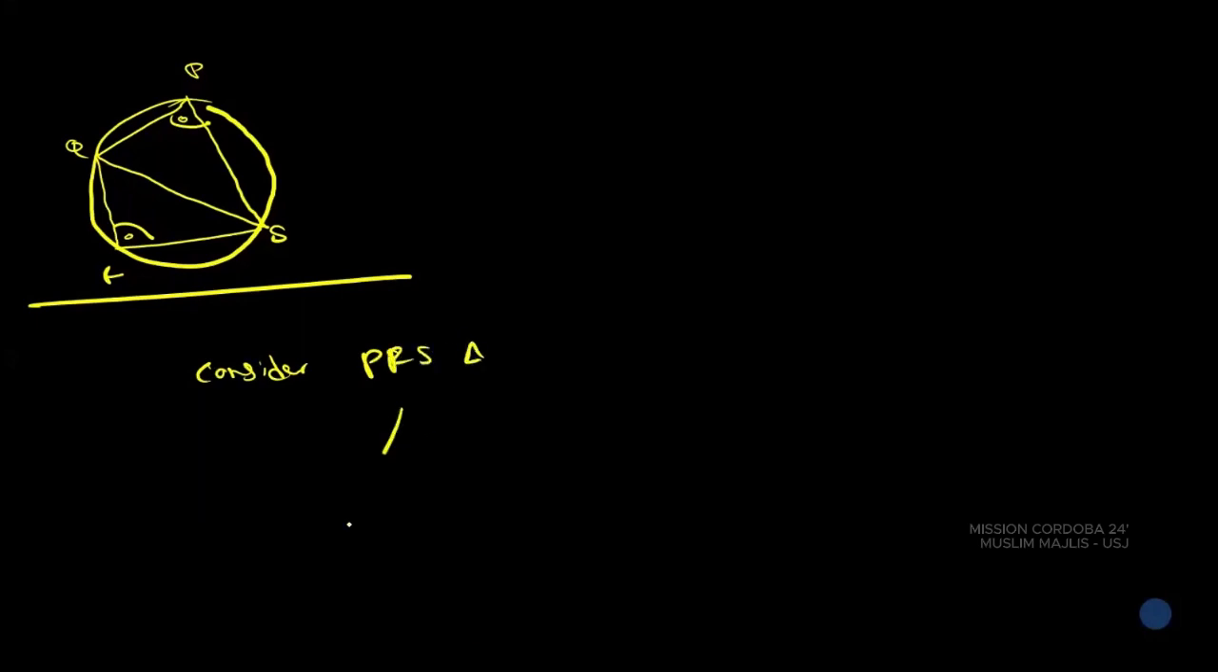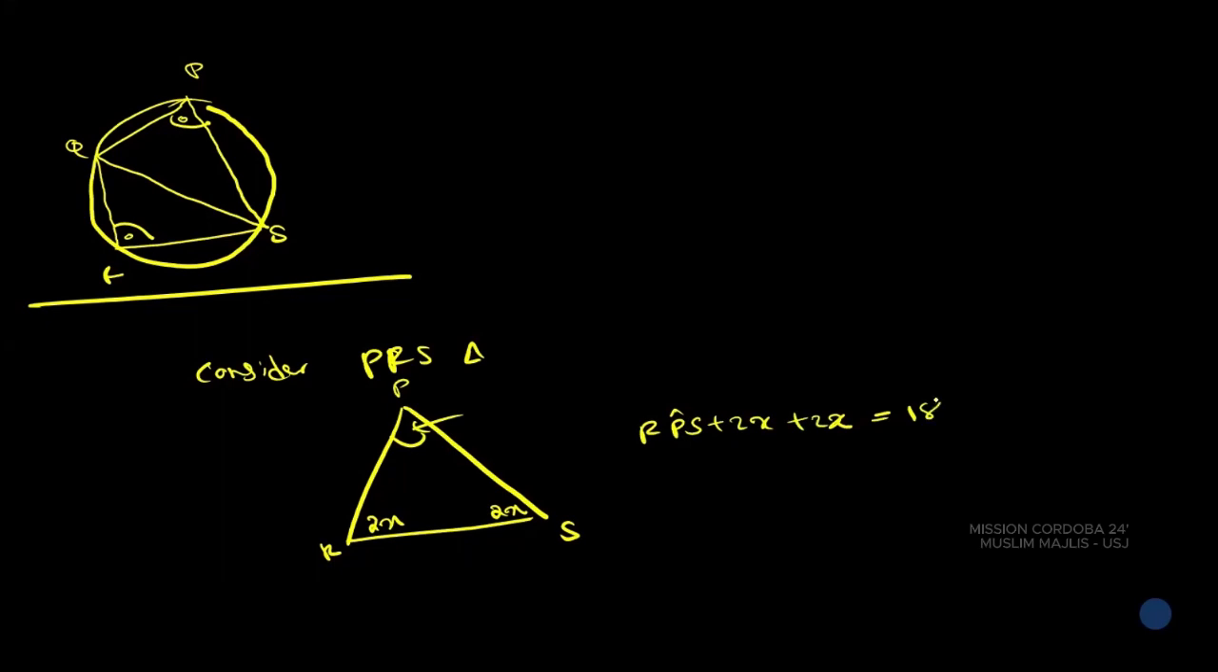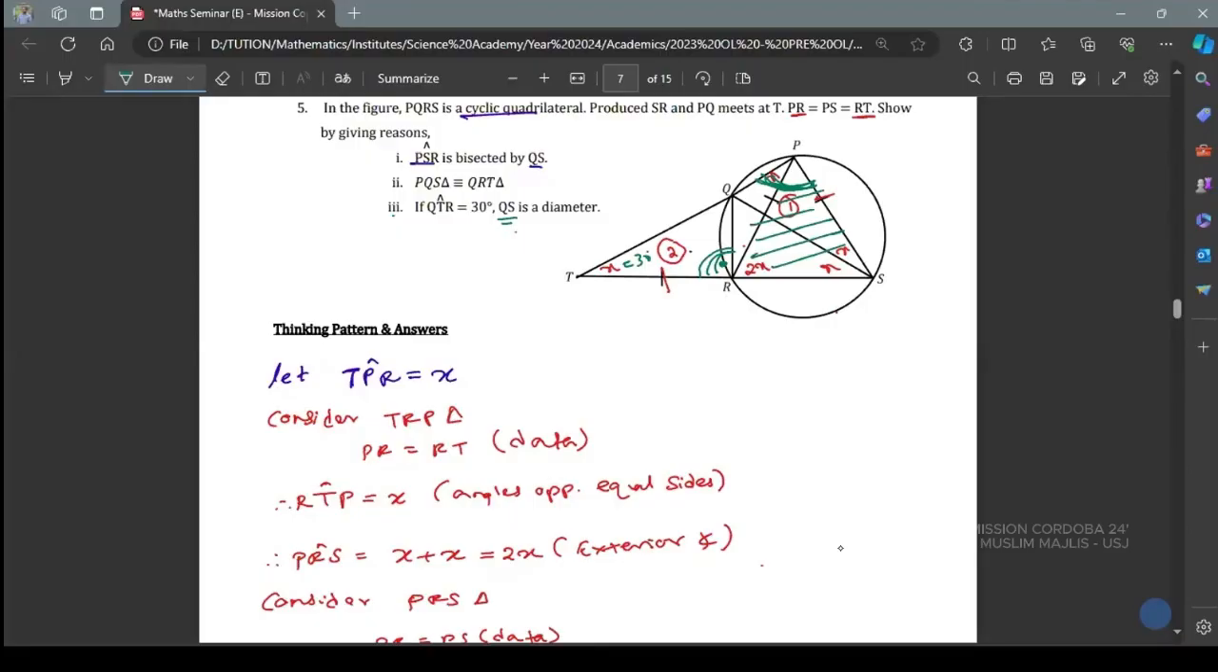If I consider the PRS triangle, can you see? We proved that this is P, this is R, this is S. We proved that this is 2x, this one is also 2x. So I can calculate this angle, no? Why? RPS angle plus 2x plus 2x should add up to 180. Why? Sum of interior angles of a triangle adds up to 180. So RPS angle is equal to 180 minus 4x.